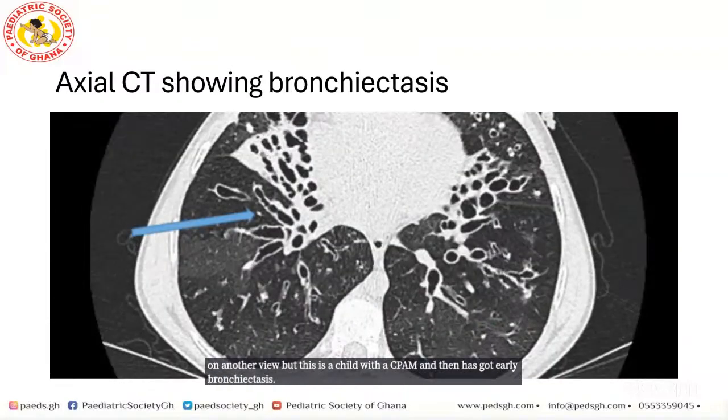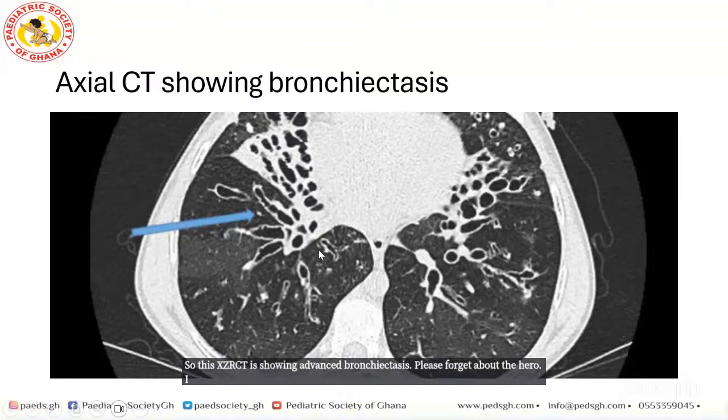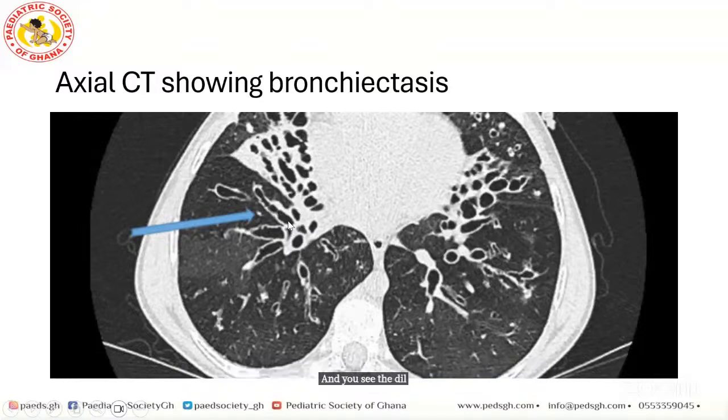So this axial CT is showing advanced bronchiectasis. Please forget about the arrow. I couldn't remove it from the picture that I have. And you see the dilatation that Naomi is talking about. These are the airways. They are not supposed to look like that, okay? But there's a lot of dilatation that you can see.